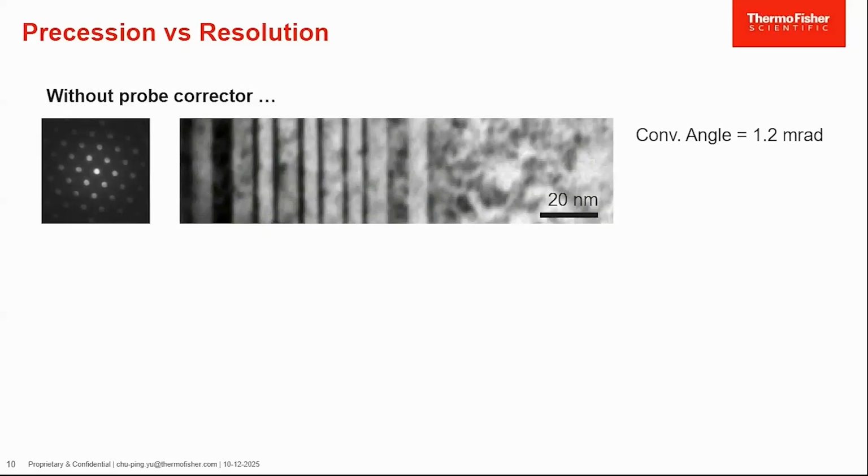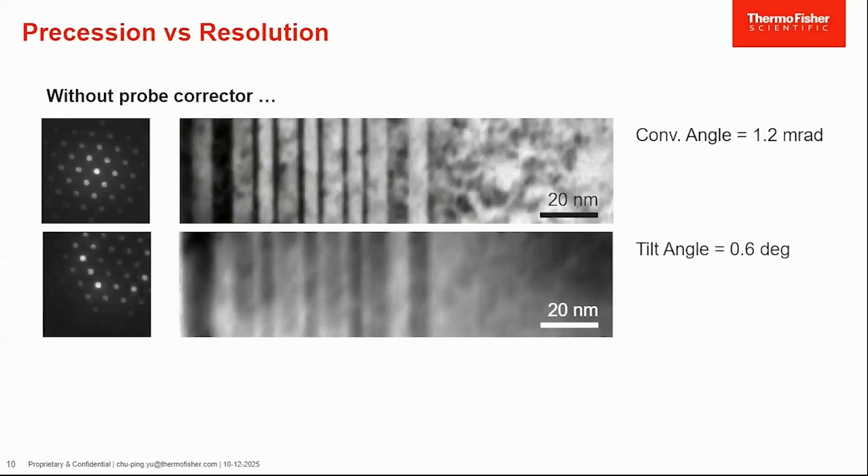The second thing we do is to introduce a tilt angle. As we mentioned before, a precession is essentially a rotating tilt angle. So I would like to first introduce a static tilt angle to see what kind of resolution we can get with that amount of tilt angle. And as you can see here, with only 0.6 degree of tilt angle and 1.2 milliradian of convergence angle, your image is already taking a toll from the spherical aberration of your objective lens.